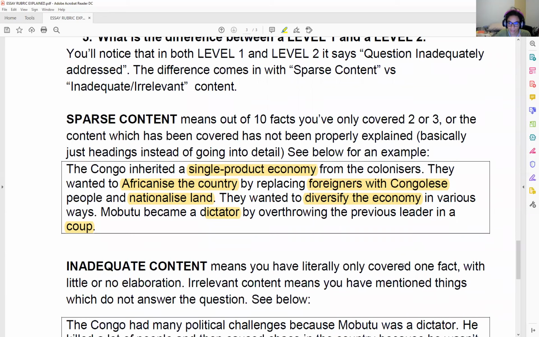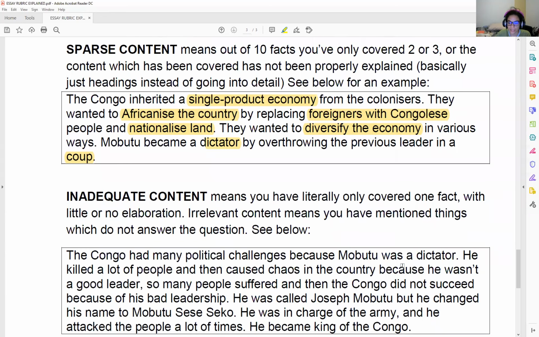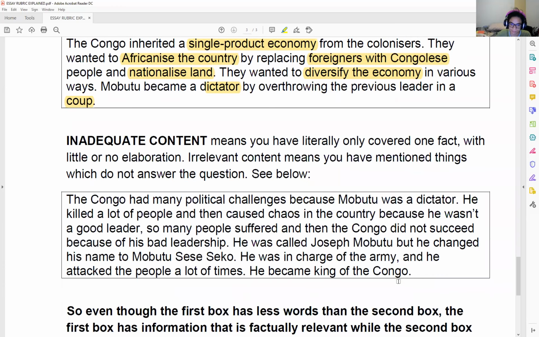Now we look at inadequate content. This means you've literally only covered like 1 fact, maybe 2 facts, with little or no elaboration. Irrelevant content means you have mentioned things which do not answer the question. So let's have a look at it below.